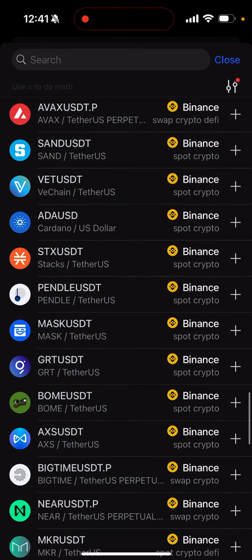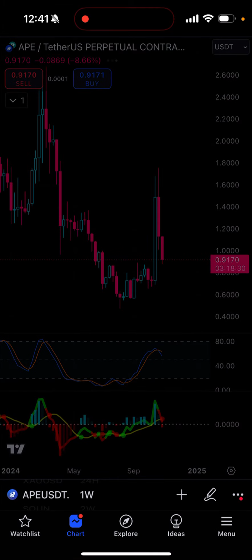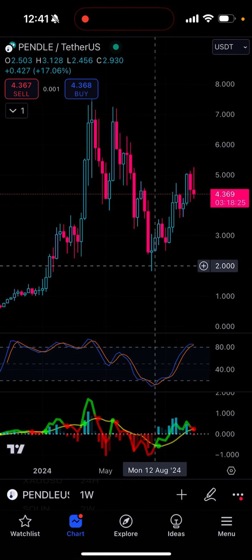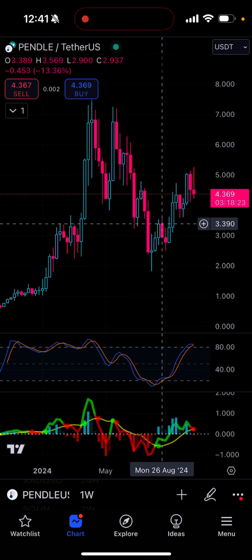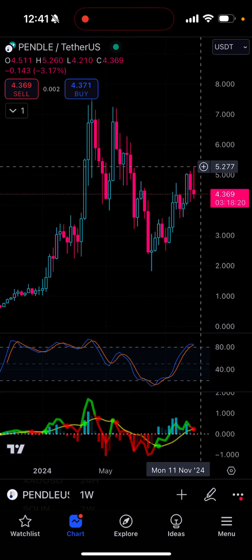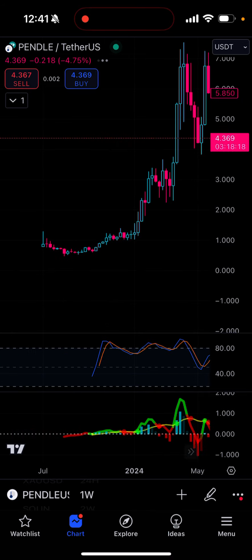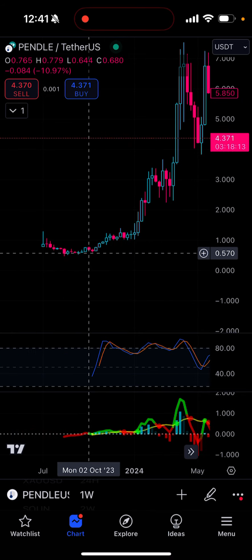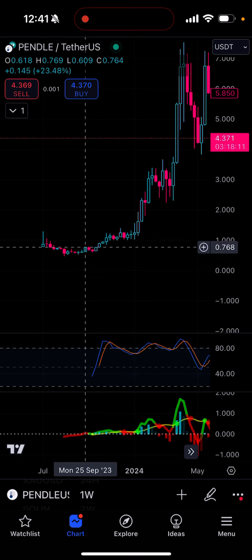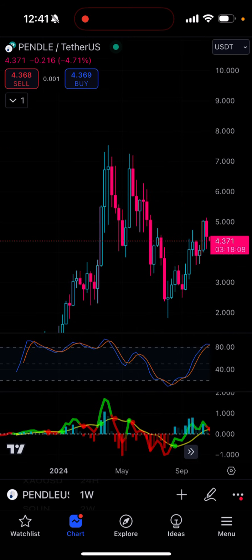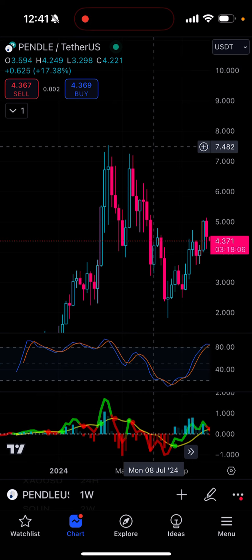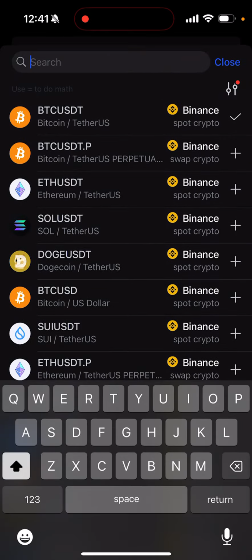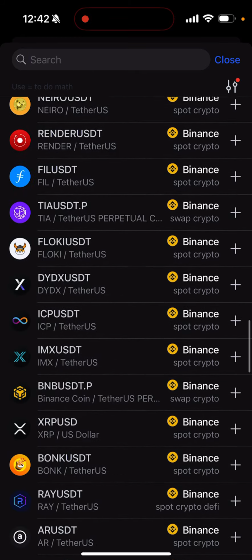Still random one. I've never heard of Pendle. What's Pendle? Same thing, bro. Perfect entry on the weekly right here at $3.03, right? It would have been at $5.02 at the highs. You would have probably bought Pendle right here, the week of October 2nd, 2023, at 50 cents before it ran up to these highs, $7.48, which I think would be like a 14x, so 1,400% return, right?